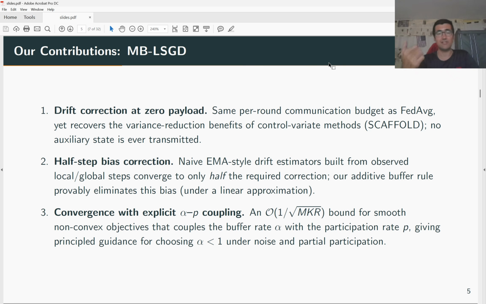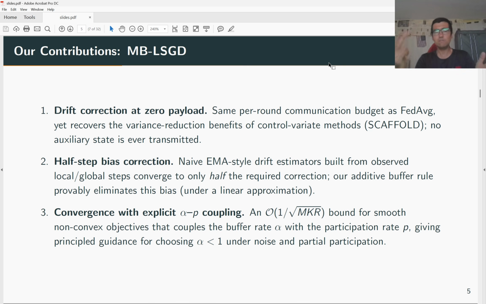First, drift correction at zero payload. MB-LSGD runs on exactly FedAvg's communication budget. No auxiliary state ever crosses the network. And second, we identify and fix what we call the half-step bias. If you build a drift estimator naively as an exponential moving average of what you observe, it converges to only half of the correction you need. Our additive update rule removes that bias, at least under a linear approximation.